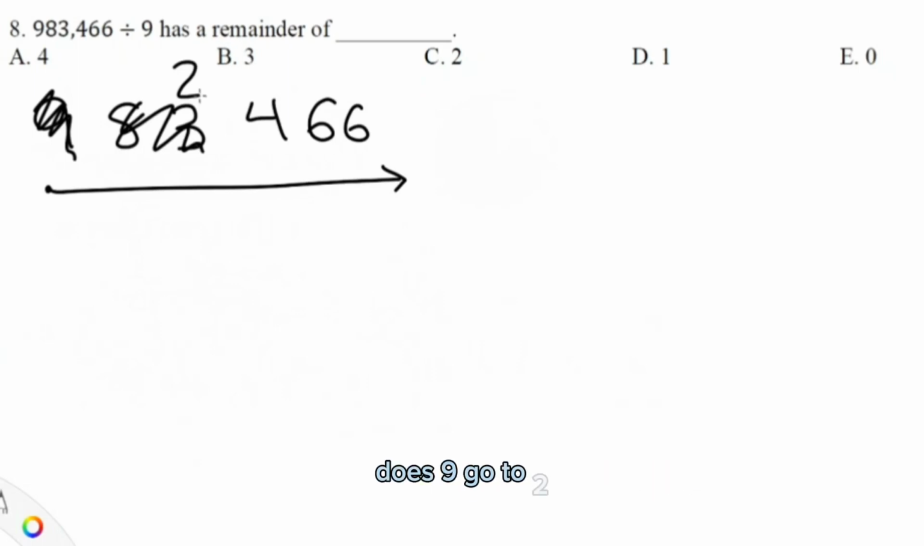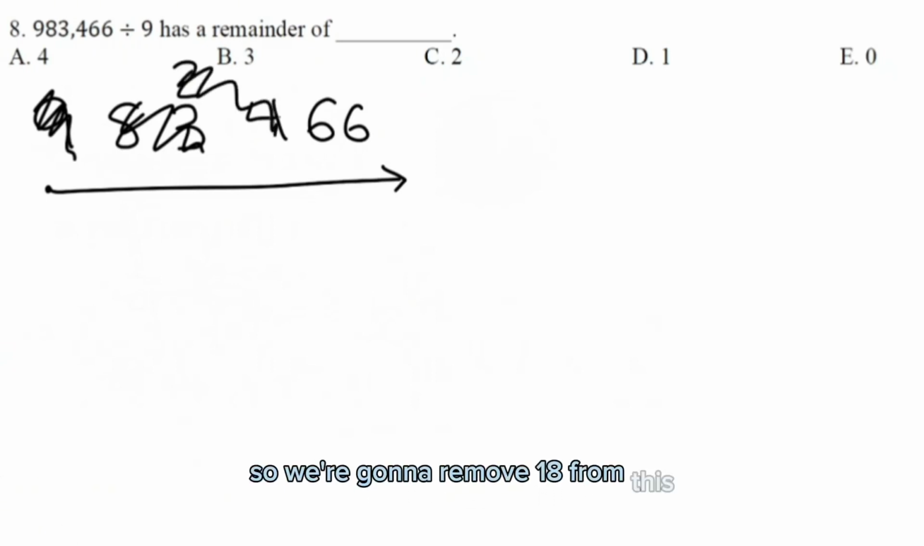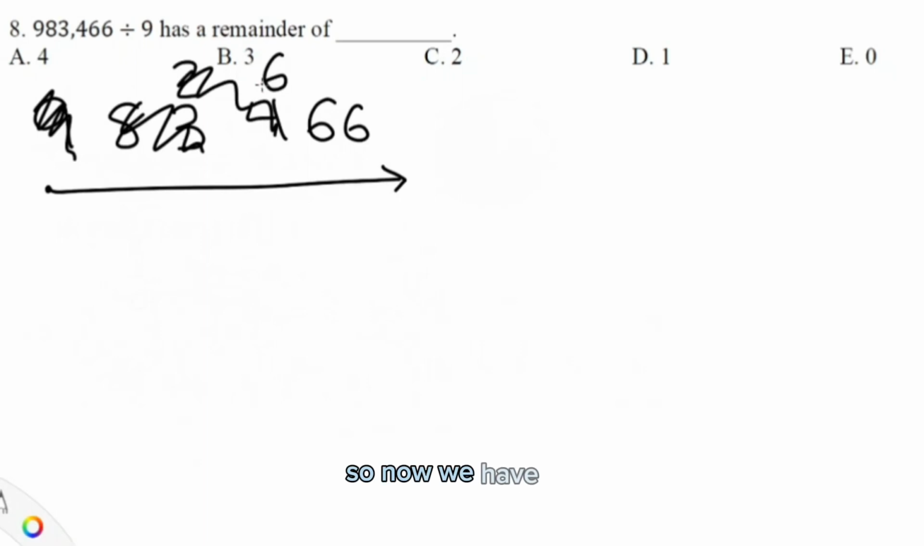Does 9 go into 2? No, it doesn't. So let's go on to the next number. Does 9 go into 2, 4, which is 24? Yes, because 9 times 2 is 18, which is less than 24. So we're going to remove 18 from this, and we're left with 6. So now we have 6, 6, 6. All right, now we need to check. Does 9 go into 6? No, it does not. So we're going to move to the next one.